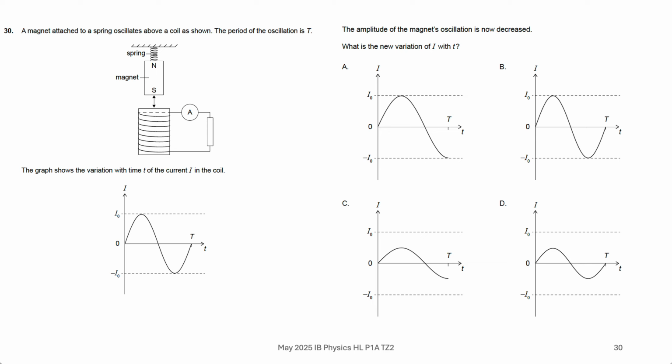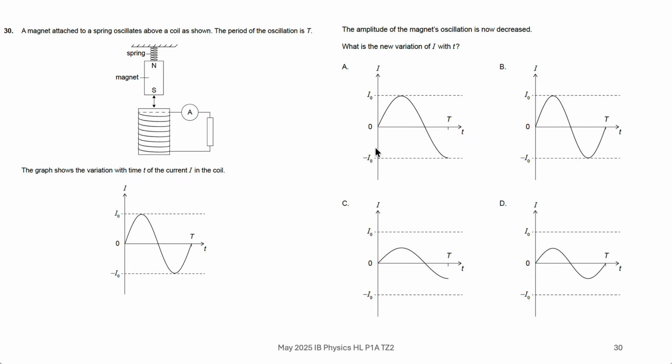Now, for this one, we've got our original signal. This is I0 and T. We want to compare that with the new signal. I think a good place to start first is to look at the period. You'll notice here in A and C, the period is different. Okay, in B and D, the period is the same. So I think we're going to try and identify which of these we should get rid of first.